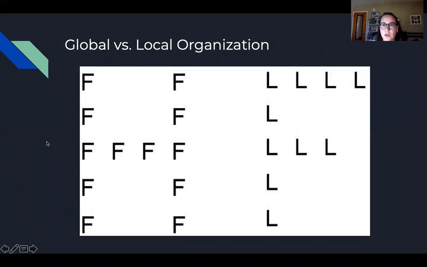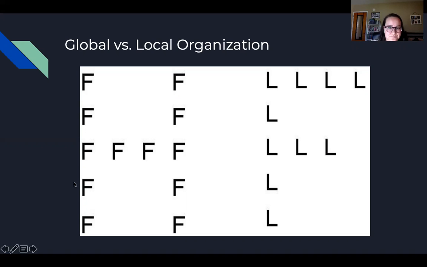And so another fun factor that our brains like to use when we're organizing things in our visual field is this idea of global versus local organization. This says that the global, or the larger or more macro features of an object, is what is going to dictate how we are organizing things versus the local or smaller characteristics.